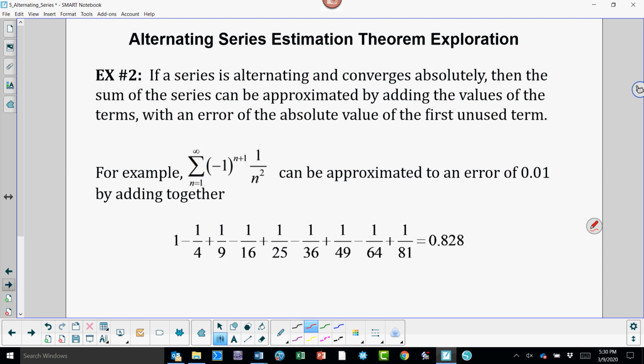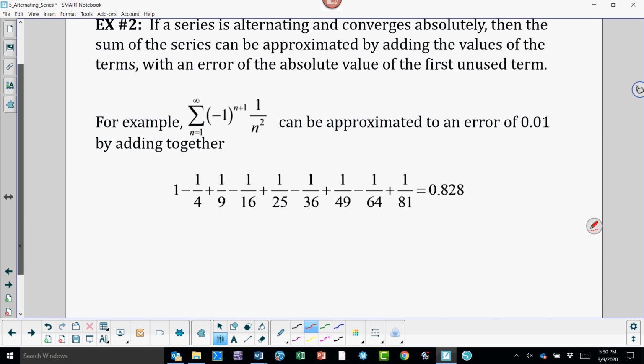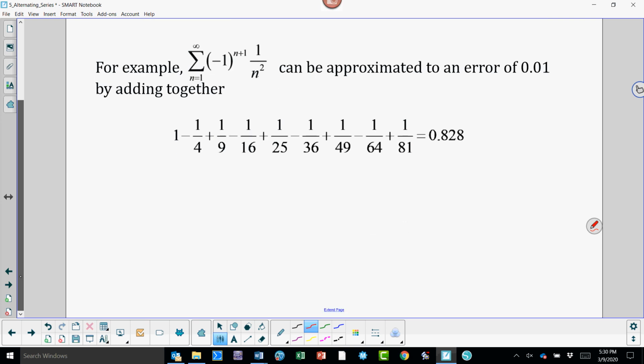We're going to look at an example here. Let's say I wanted to approximate this series. I want to approximate what I get if I were to add this up all the way to infinity. So I wrote down all the numbers, and instead of just adding this many, what if I went all the way to infinity? That's what I'm trying to approximate. So we just say, okay, we're going to add up this many terms. So this is 1, 2, 3, 4, 5, 6, 7, 8, 9 terms. So I added up 9 terms.